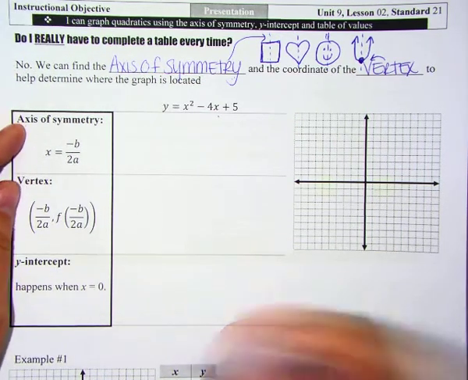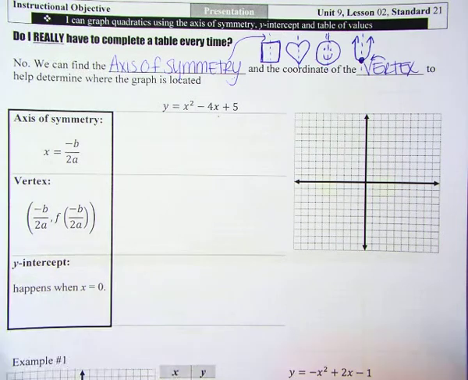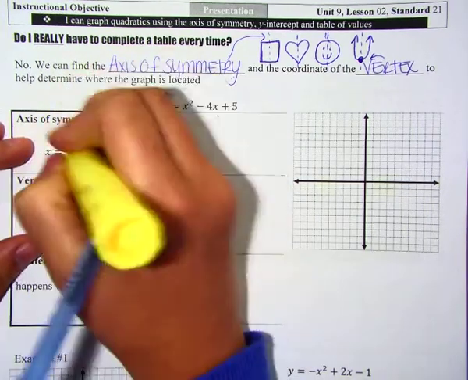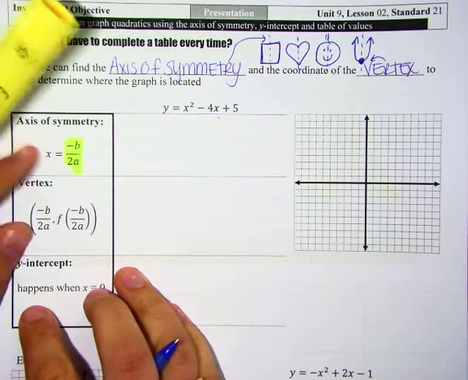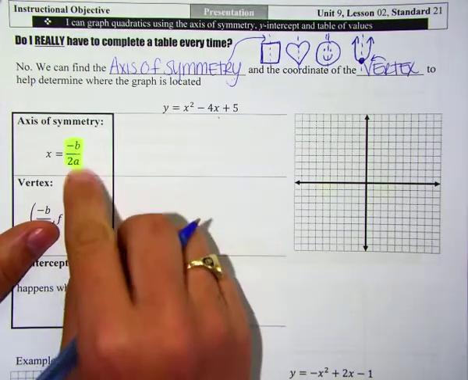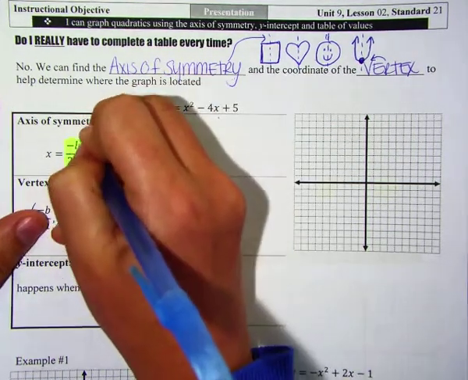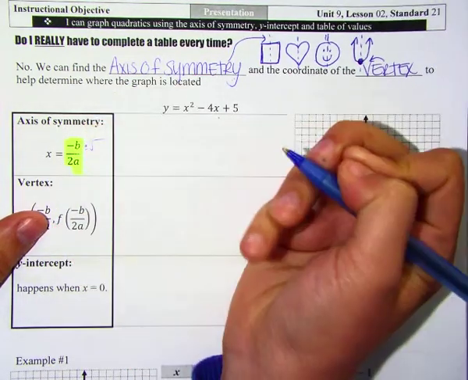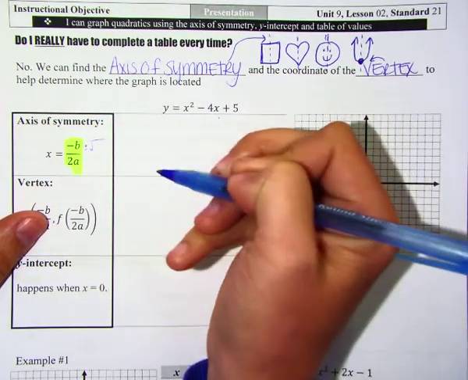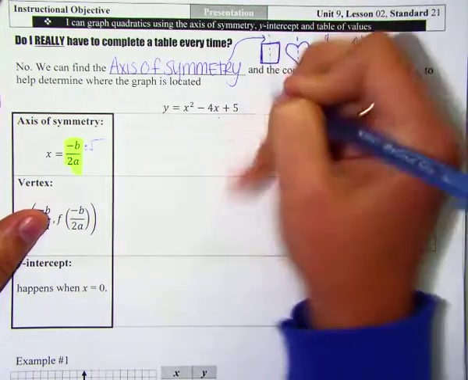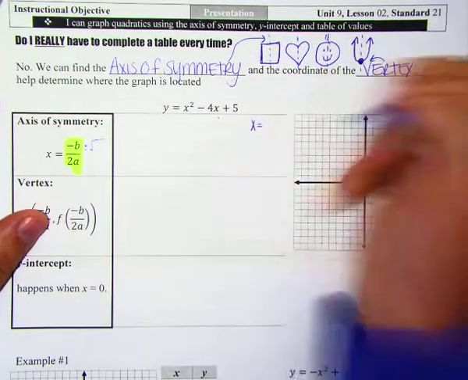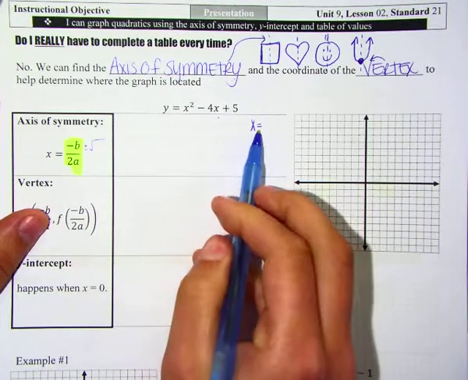The axis of symmetry is going to be the equation x equals something, and it's negative b divided by 2a. That should look really familiar because this is part of the quadratic formula, right? Negative b plus or minus the square root of stuff all over 2a, except we're not going to deal with the square root. We'll talk about that later. So it's going to be a line x equals something.